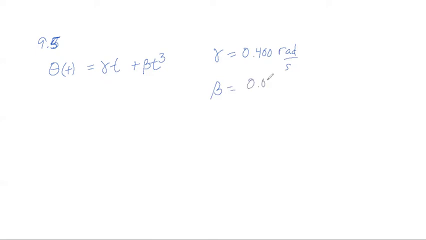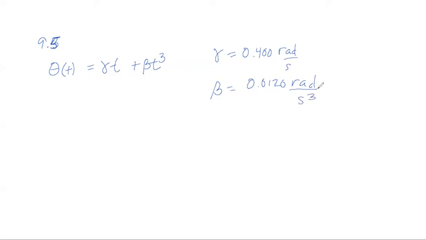The angle through which the merry-go-round has turned varies with time, according to theta of t equals gamma t plus beta t cubed, where gamma equals 0.400 radians per second, and beta equals 0.0120 radians per second cubed.